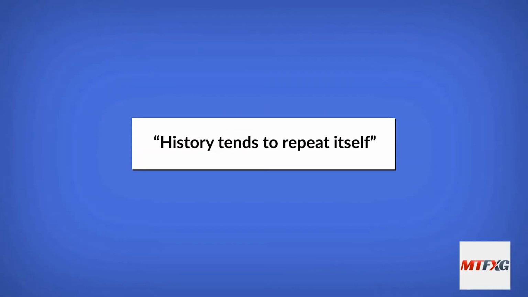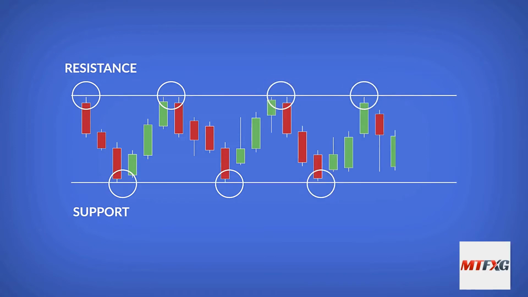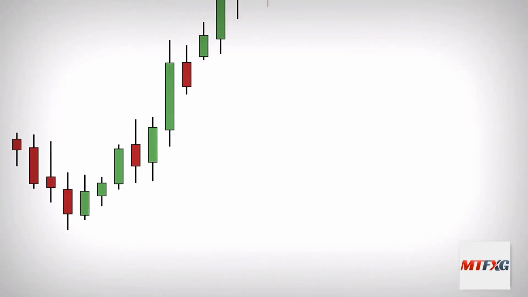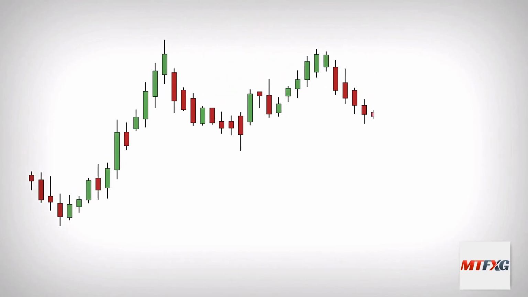Have you ever heard the old adage, history tends to repeat itself? Well, that's basically what technical analysis is all about. If a certain price held as a major support or resistance level in the past, Forex traders will keep an eye out for it and base their trades around that historical price level. As more and more Forex traders look for certain price levels and chart patterns, the more likely these patterns will manifest themselves again in the markets.